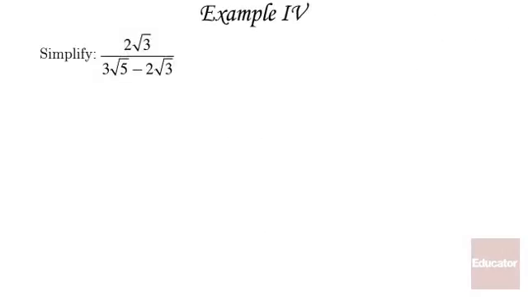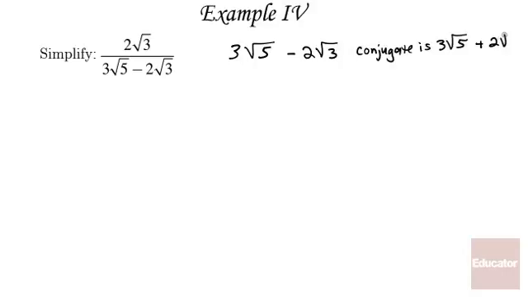Okay, this time we're asked to simplify an expression that has a radical in the denominator, and that radical is a binomial. Recall that in order to eliminate this, you're going to have to multiply both the numerator and the denominator by the conjugate of this binomial. So the binomial is 3 radical 5 minus 2 radical 3. So the conjugate is 3 radical 5 plus 2 radical 3. So it's the same expression, but this time we are adding instead of subtracting.